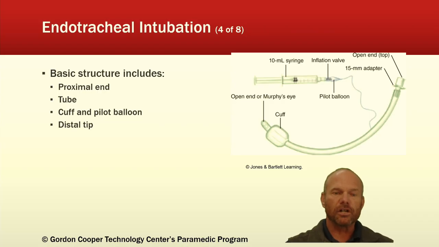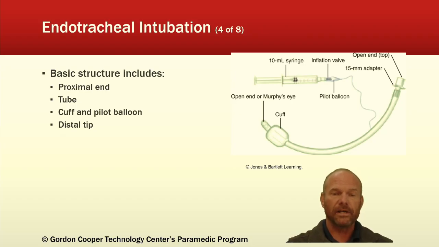So now some structures and features of endotracheal tubes. The basic structure has four main components: the proximal end, the tube or main body, the cuff and pilot balloon, and the distal tip. The proximal end comes with an adapter that connects to any ventilation device, such as a BVM or a ventilator. It includes an inflation port. It also has a pilot balloon to manage the cuff inflation. And then the distal cuff is inflated using a syringe.